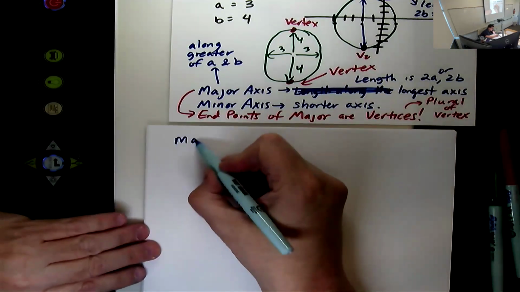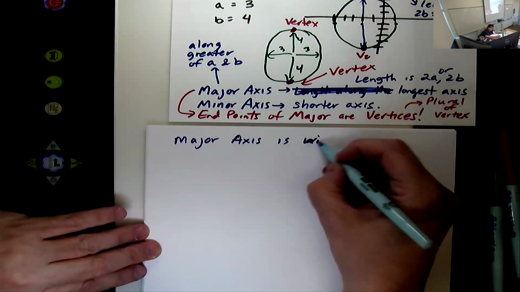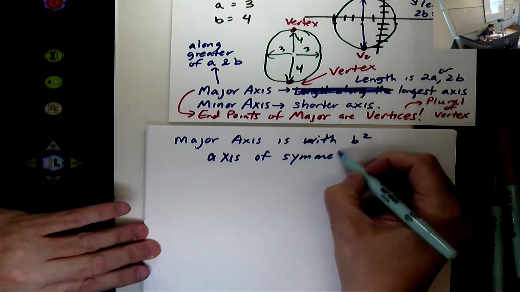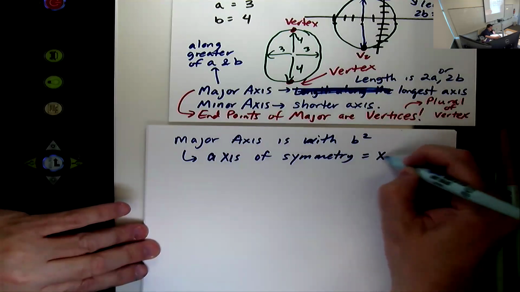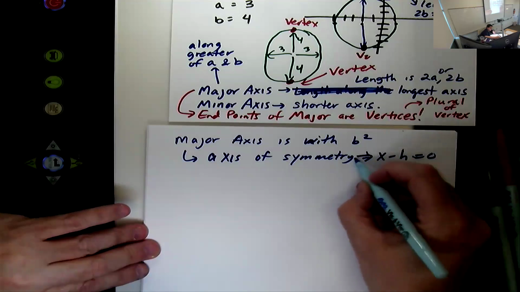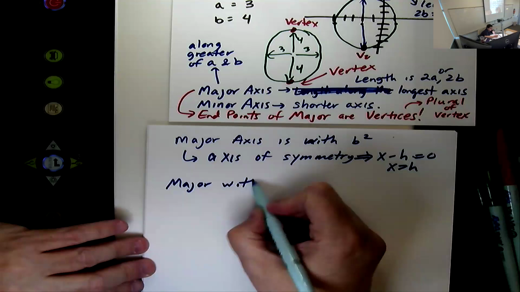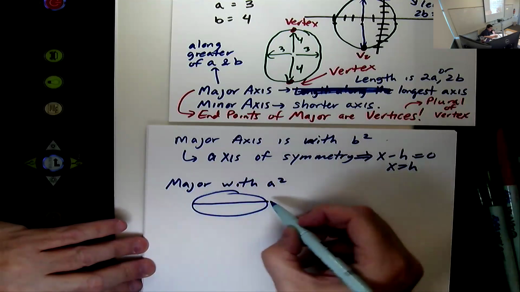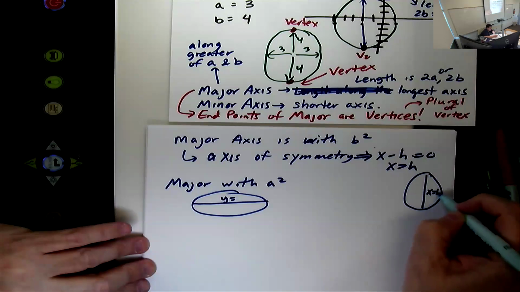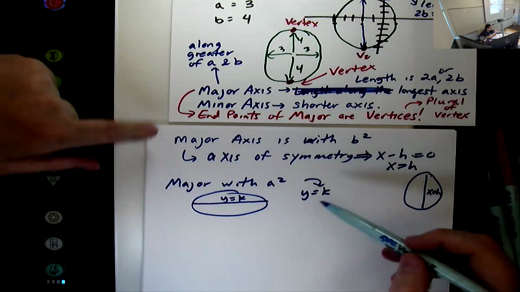If the major axis is with B squared, the axis of symmetry, or the major axis, is x minus h equals 0, or x equals h. And if the major is with A squared, the longer way is like this, so that's y equals something, and that's a k. So the axis of symmetry is y equals k. It's the other letter than the one that's below.